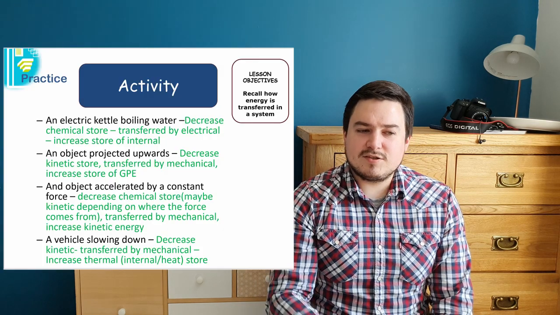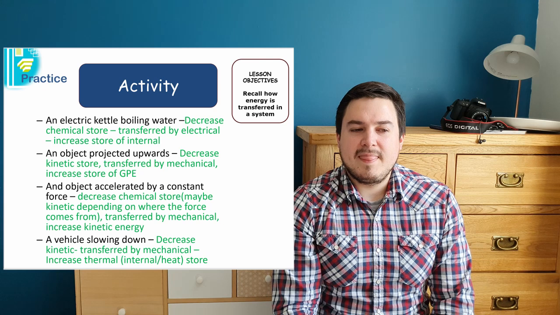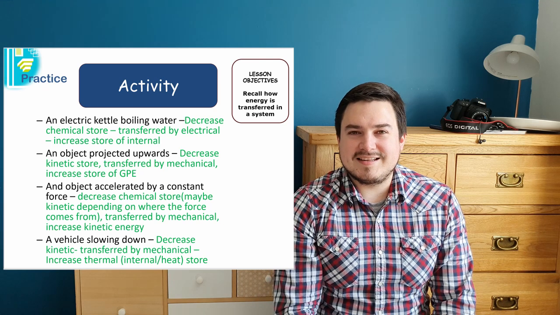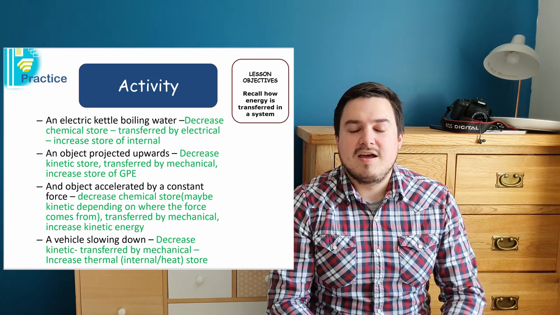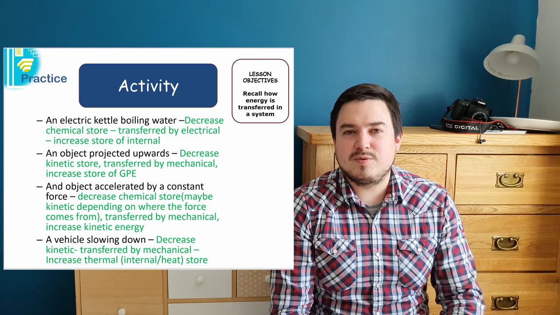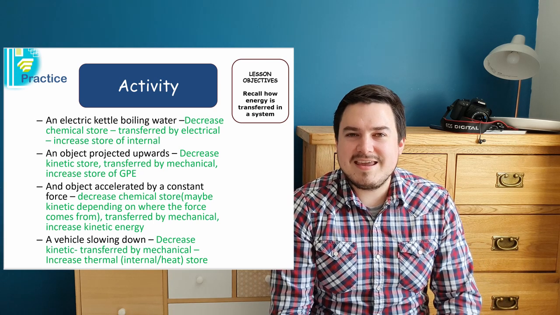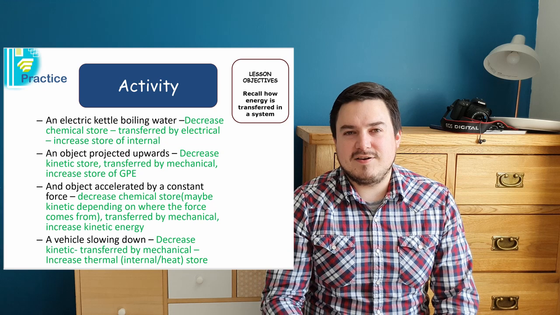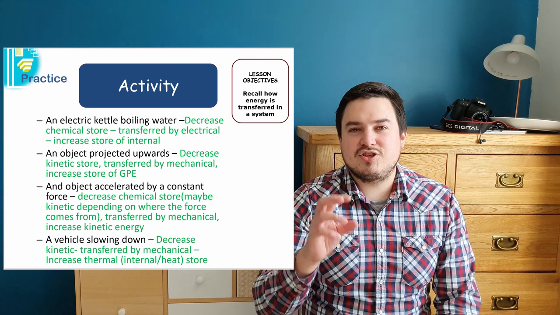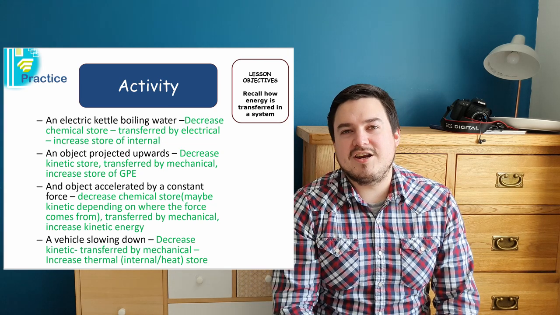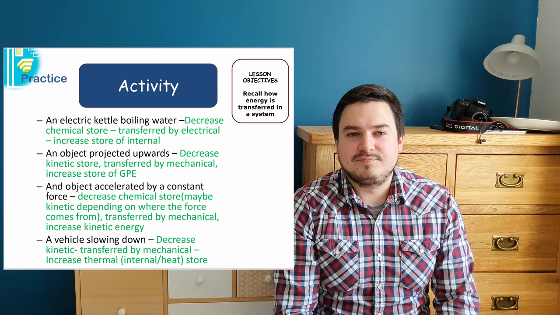Okay, so the answer to these 4 questions then. The first one was our electric kettle with boiling water in it. The chemical store is where that's going to start off, because if we're making electricity, remember, energy is stored inside the fuels we burn or the fuels we use to make that electricity. We know the transfer is going to be electrical, and we know it's going to be stored as internal or heat or thermal energy inside that kettle.